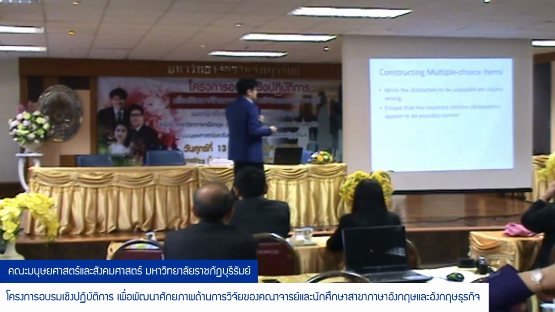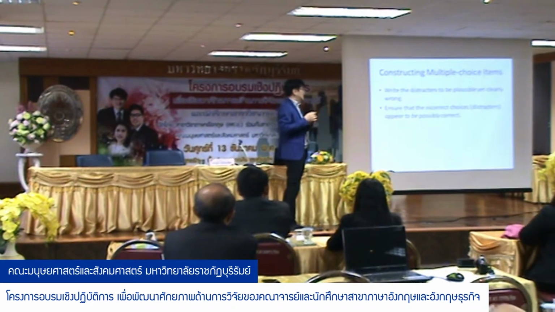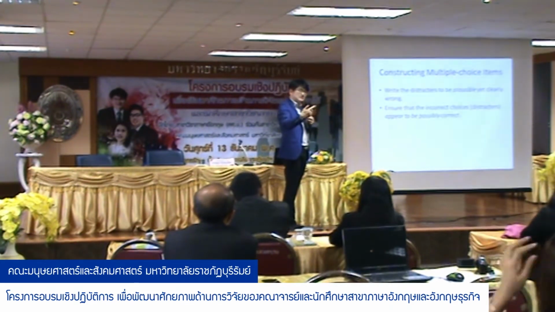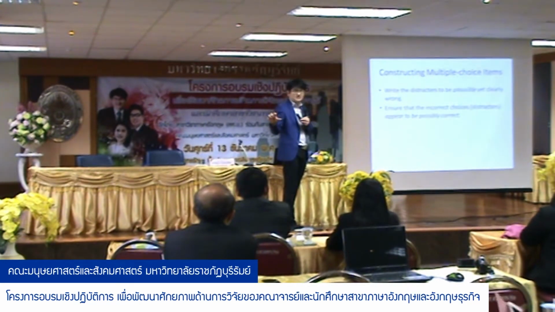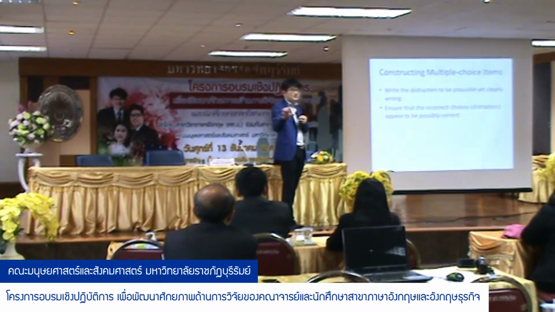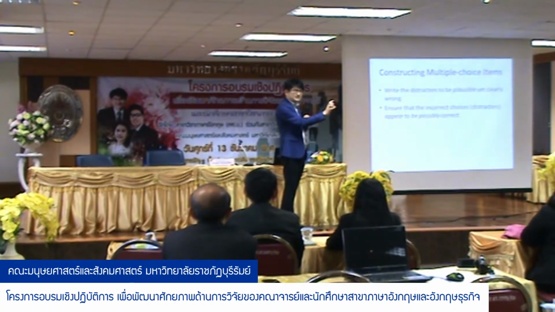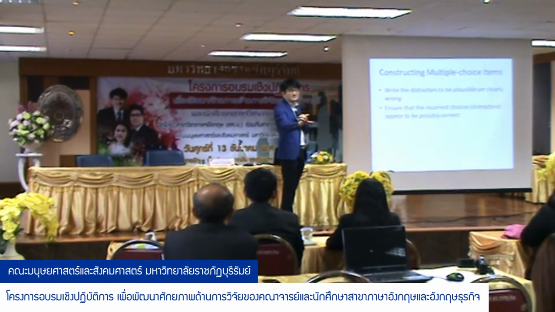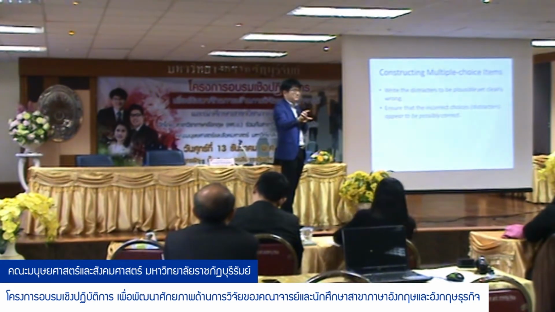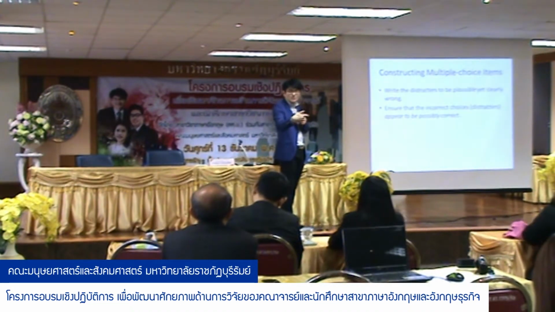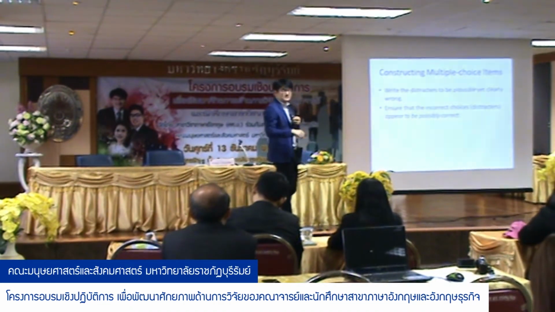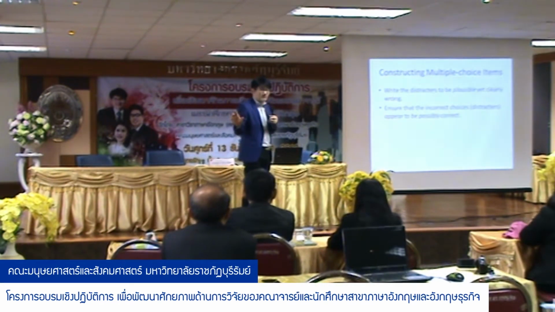And ensure that the correct choices or distractors appear to be possibly correct. So the incorrect choices, the distractors, may be only possibly correct, but not correct. We have to know what the students will think in terms of correct and incorrect answers. Normally we put in choices based on how we think students would answer this item. This comes from experience. If we have not taught before or have little experience, we will not know how they think, so we go by our imagination.